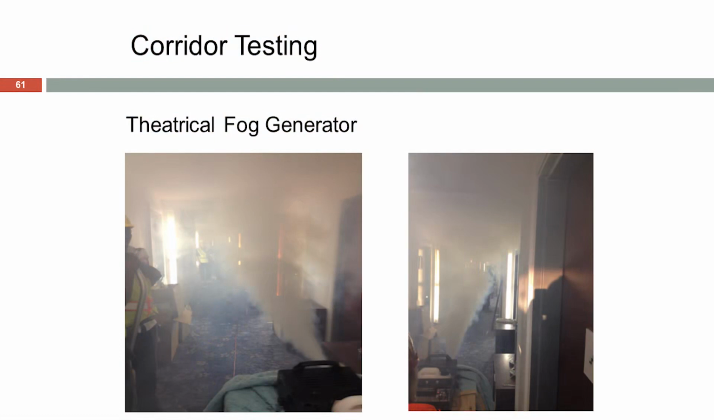Okay? So we were able to give them the blacked out conditions that they were hoping for, and then we were able to time the recovery time of the makeup air exhaust system combined operation to get ourselves clear visibility of the exit signs. Any questions on corridors? Yes?